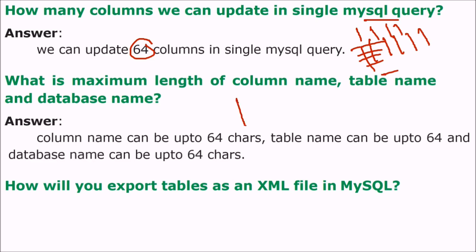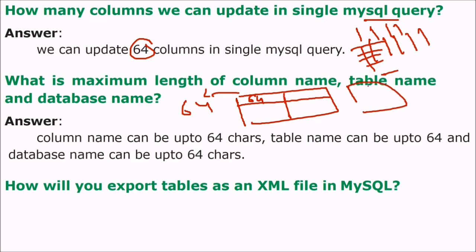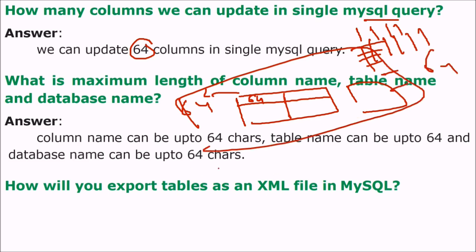What is the maximum length of column name, table name and database name? Column name can be of 64 characters. Table name can be 64, and the database name, which holds a number of tables, can also be 64 characters. So all 64.